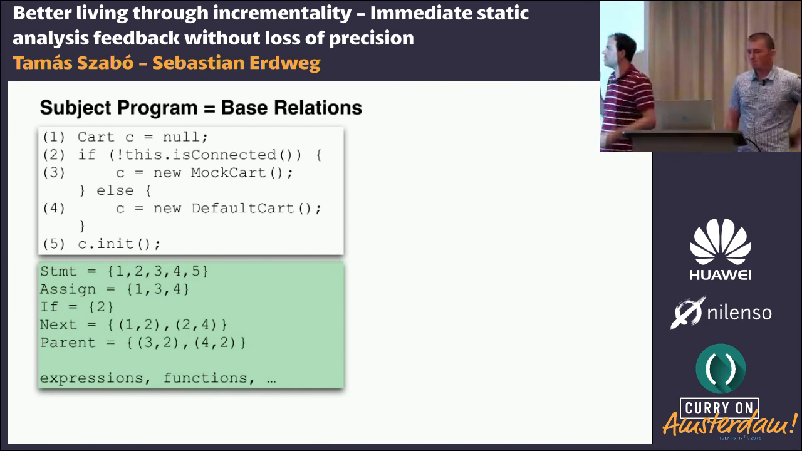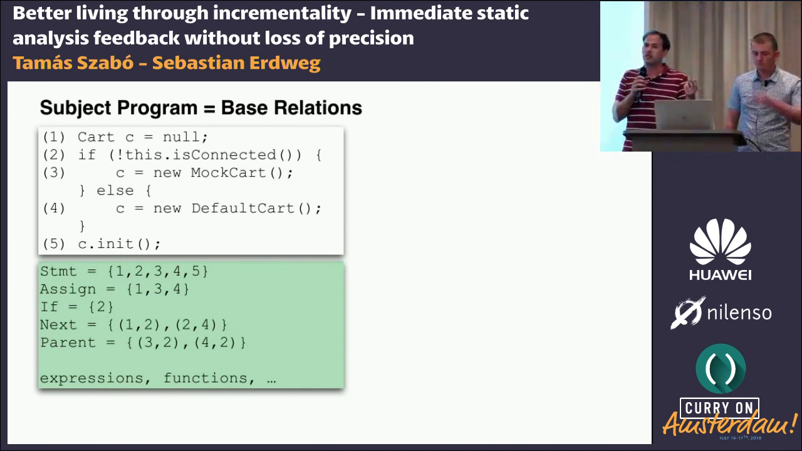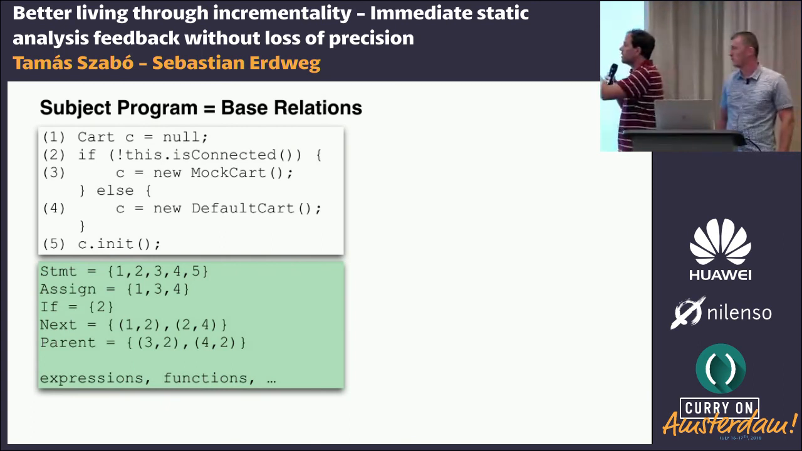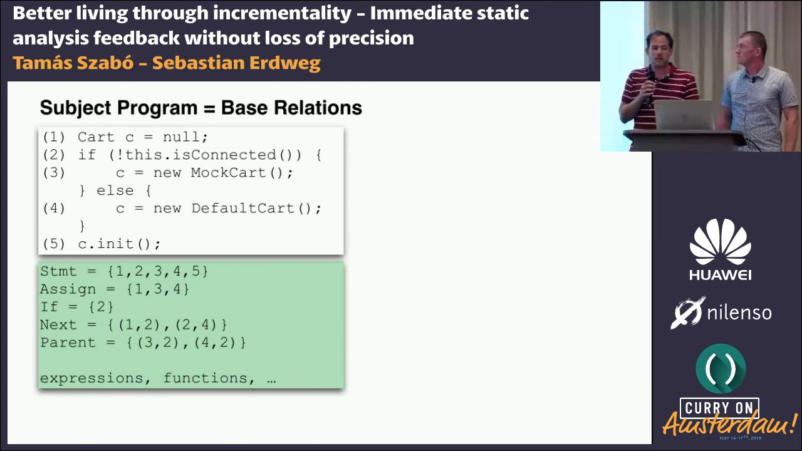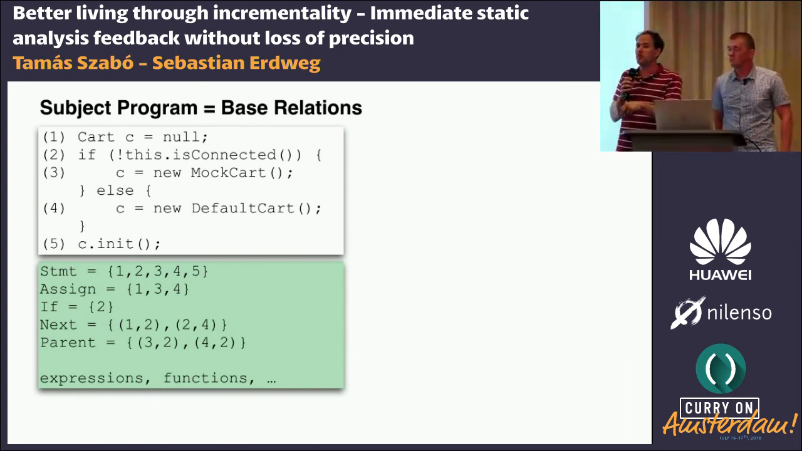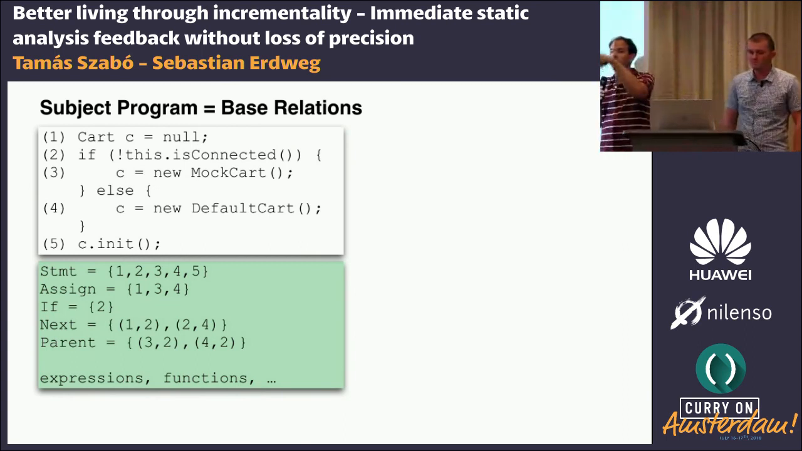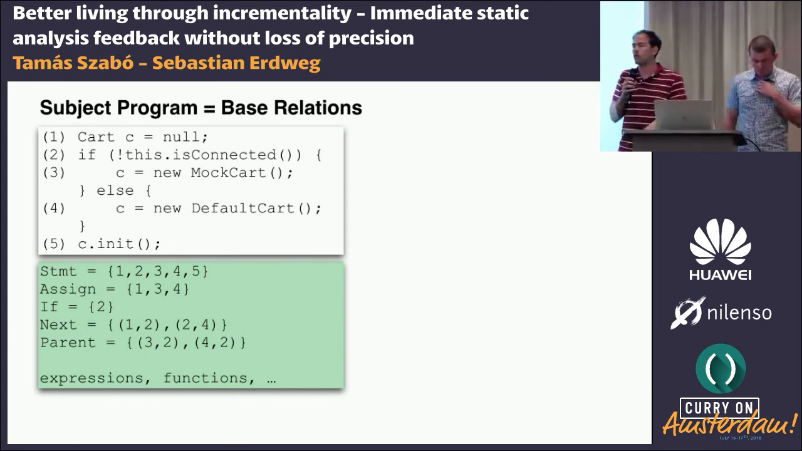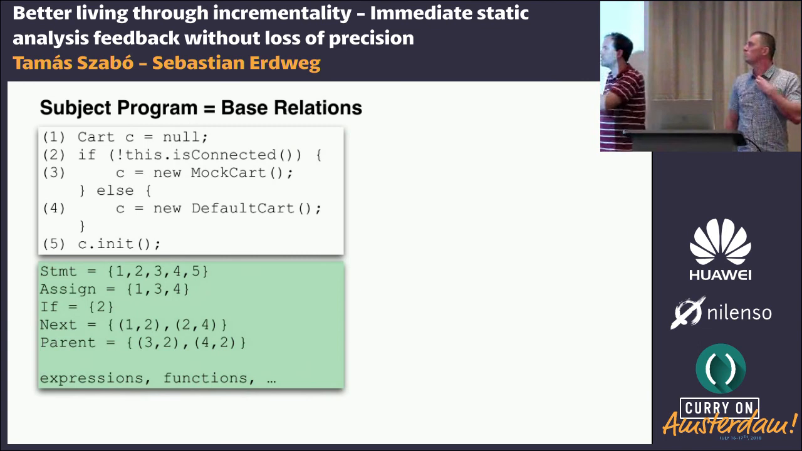For example, the relation next captures things that are subsequent in the program. So statement 1 is followed by statement 2. That's why we have a tuple (1, 2) in the next relation. Similarly, statement 2 is followed by statement 5. There's a whole bunch of stuff happening within statement 5, but immediately after statement 2, there's statement 5 in the control flow. Similarly, we have parent edges. The parent of 3 is 2, and the parent of 4 is also 2. And we have this kind of information for all the things inside the AST.